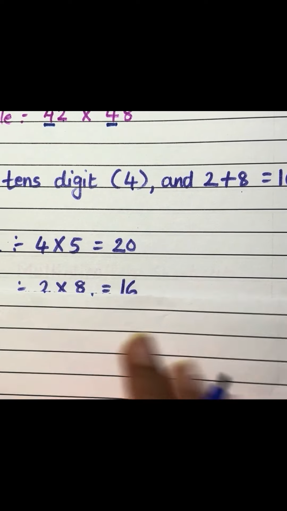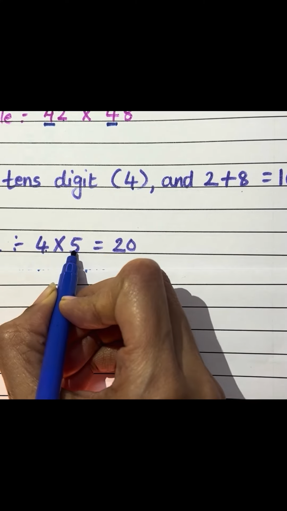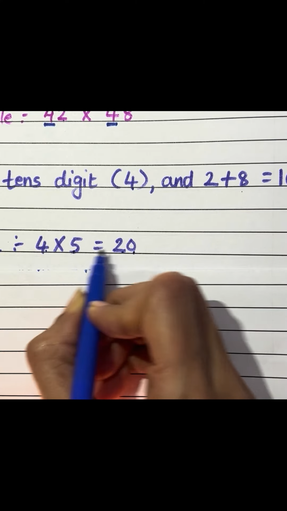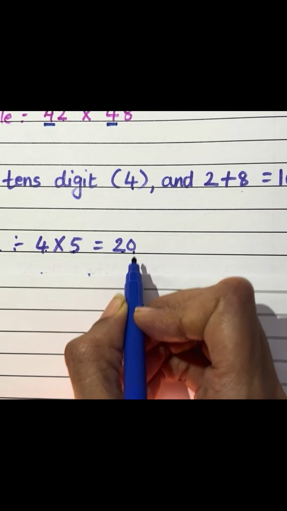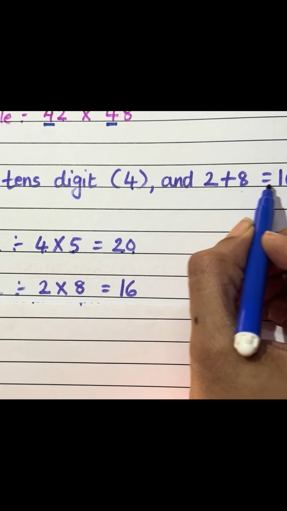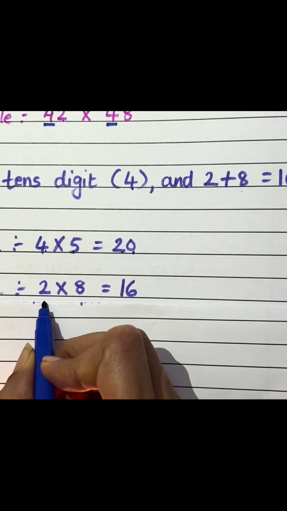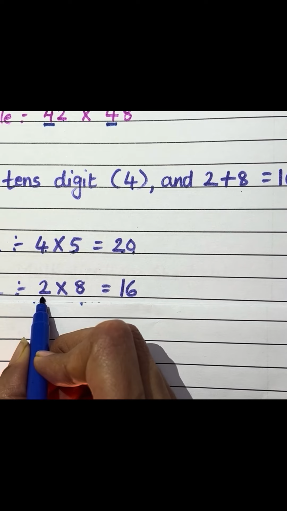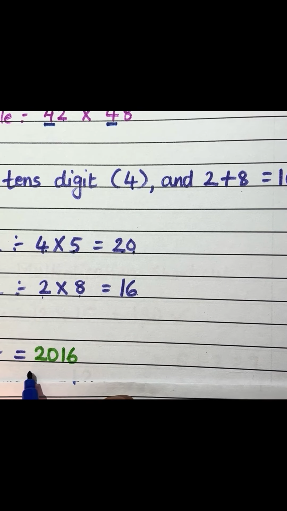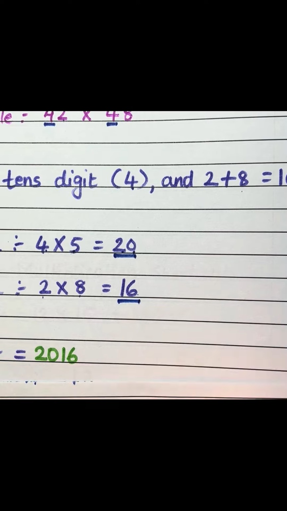Now the same tens digit is 4, so after 4 which number comes? 5. So we multiply 4 with 5, which is 20. And the second step is, we check whether these two numbers add up to 10. Yes, then only we are going to use this. Now here we multiply: 2 eights are 16. So your final answer is 2016: 20 from here and 16 from here.